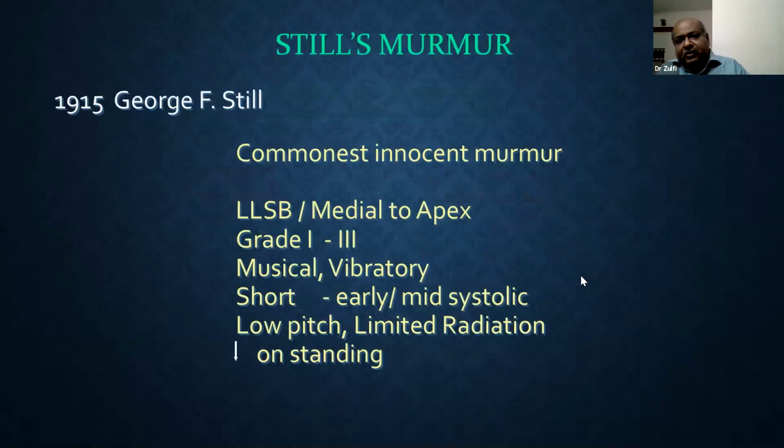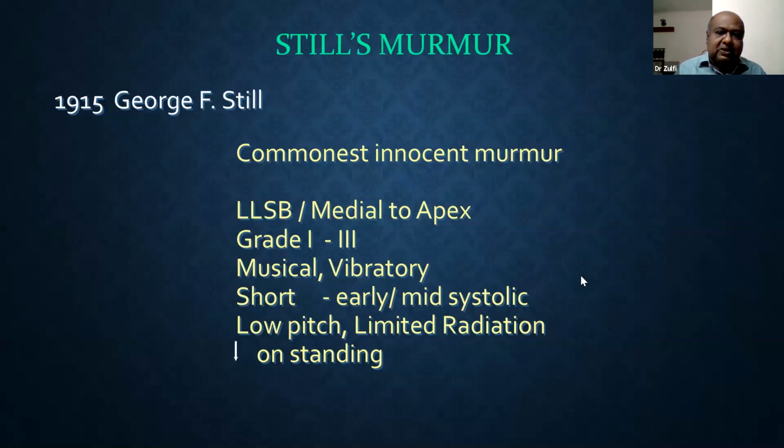At this point, I think we should be very clear about innocent murmurs, because generally many of us consider innocent murmurs as a sort of waste paper basket. That is, if you can't make a diagnosis of a particular condition, you call it innocent. It's not like that. There are specific innocent murmurs, and the most common is a Still's murmur, which is heard at the left lower sternal border, medial to the apex. Grade is 1 to 3, nothing more than that. It's a musical, short murmur, and decreases on standing.